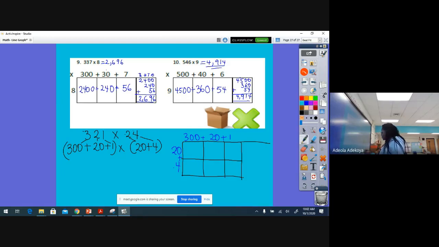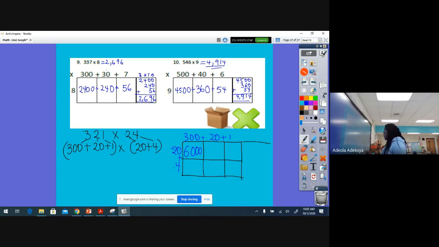So 20 times 300. I will start off with the 20 first, the 0. So I've got my 0 times my 20, and I've got 3 zeros in here. So at the end of my product, I know I'm going to end up with 3 zeros as well. And then my 2 times my 3 will give me 6.